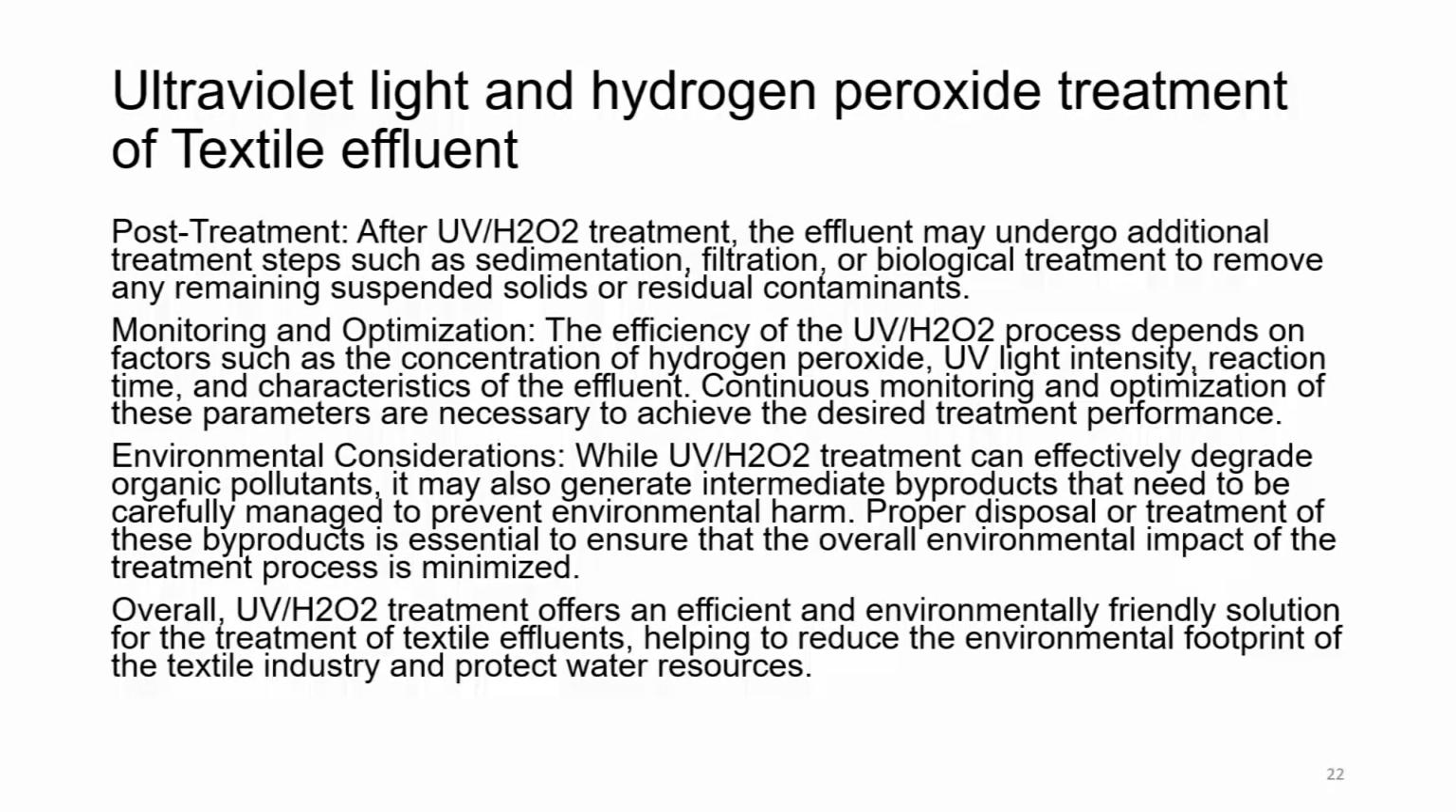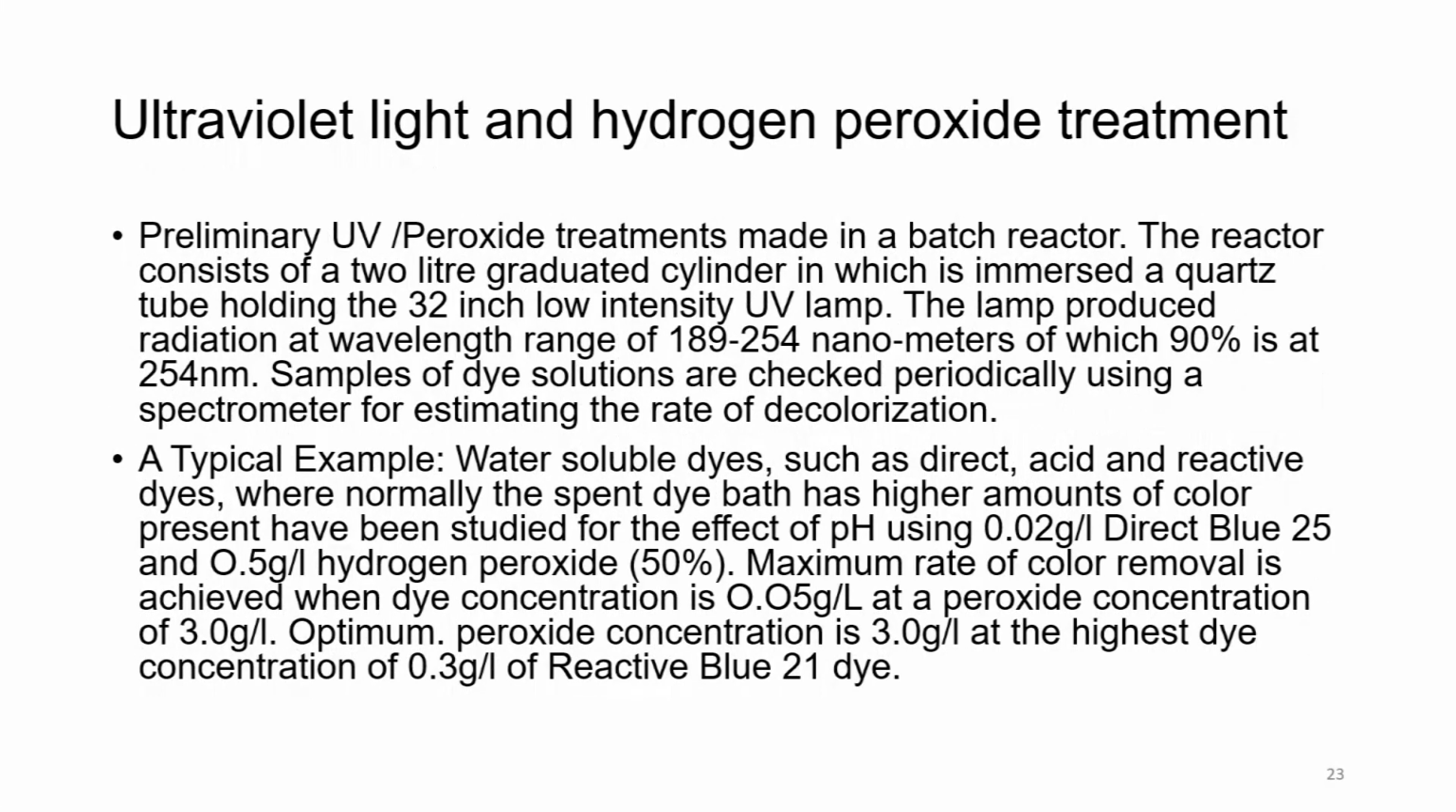Overall, UV hydrogen peroxide treatment offers an efficient and environmentally friendly solution for the treatment of textile effluents, helping to reduce the environmental footprint of the textile industry and protect water resources.